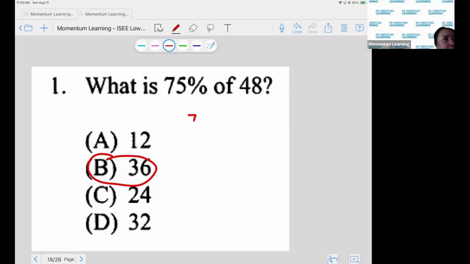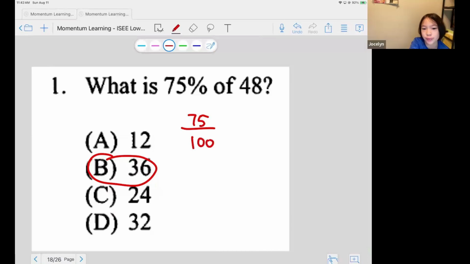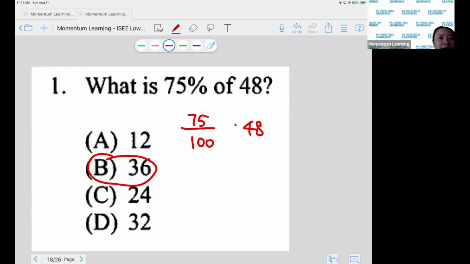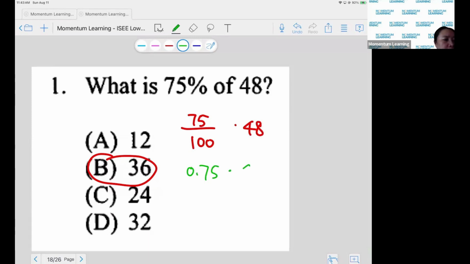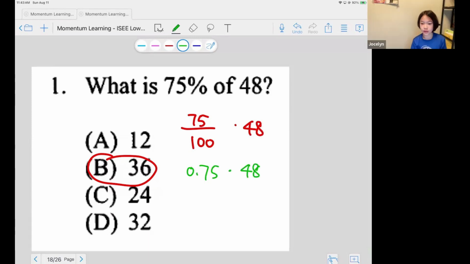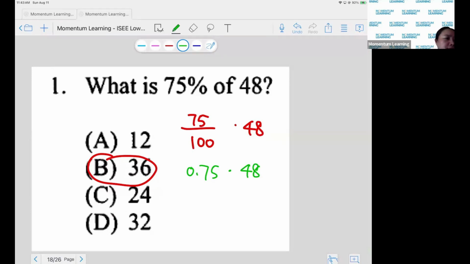Did you simplify it? I just did the decimal moving. You just made this 0.75 and then multiplied by 48, right? That means you moved the decimal two places, and then you multiply that. So you can do the multiplication, or we can do something like this.